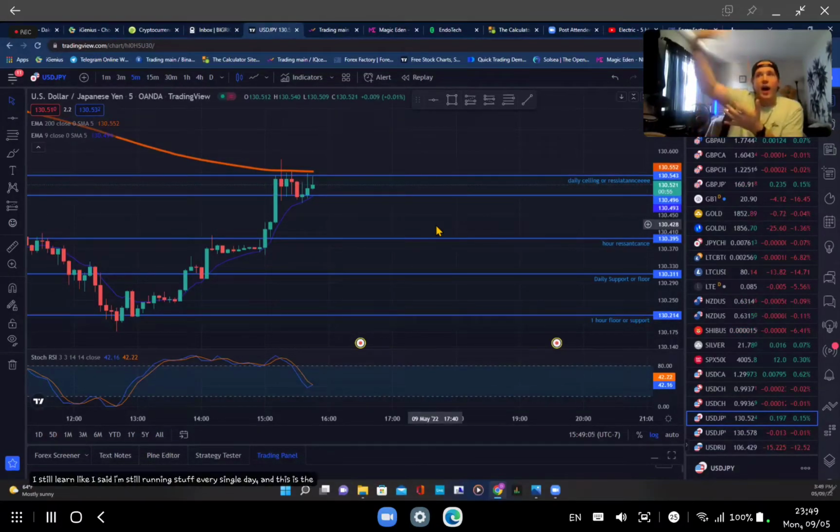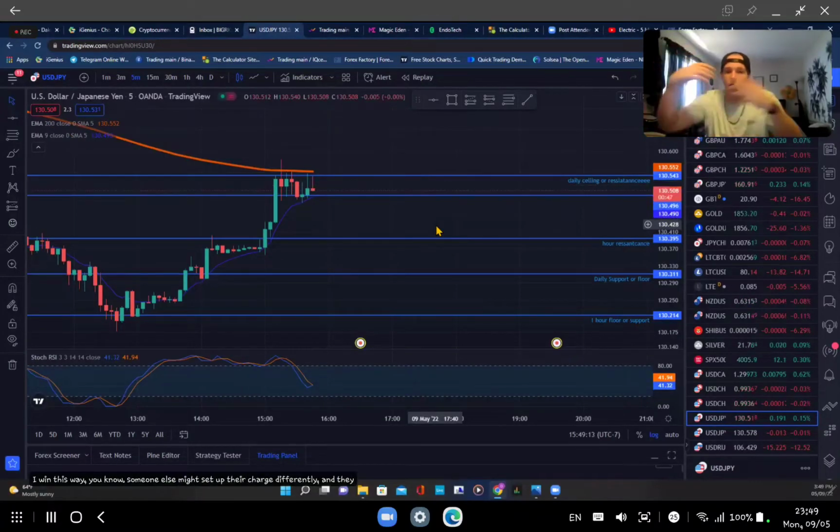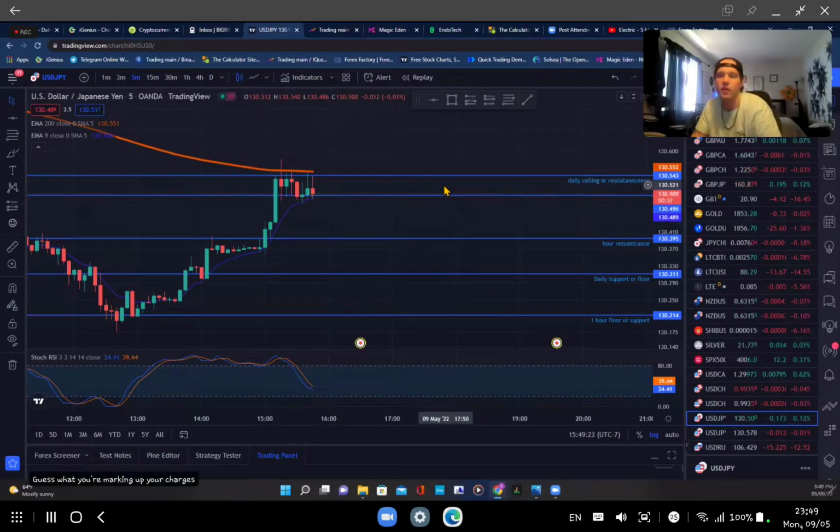And this is the way I mark up my charts. I win this way. Someone else might set up their charts differently and they win that way and you like it that way. There's no wrong method to trading. That is one thing you got to get through your head. If you're winning more than you're losing, guess what? You're marking up your charts right. It's working. It is working, okay?